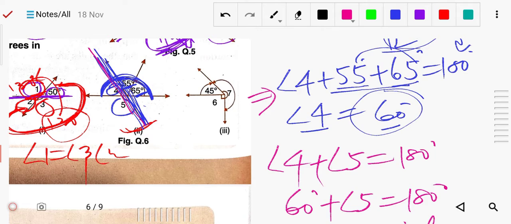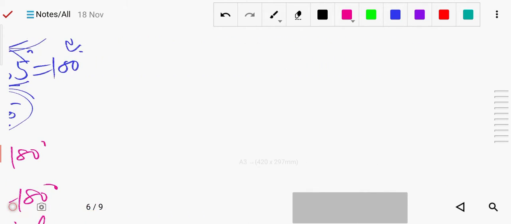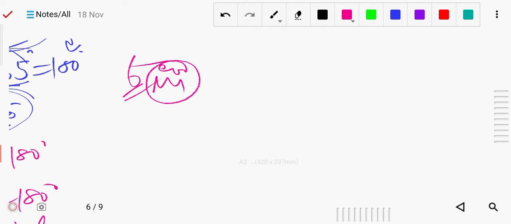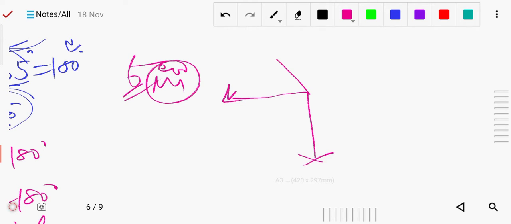Now number 3 you can do the same. You have to find this angle, angle number 7 and angle number 6. So in this question, I just do here number 3 of 6. The diagram is given like this. Okay, this angle is given as 45 degrees.